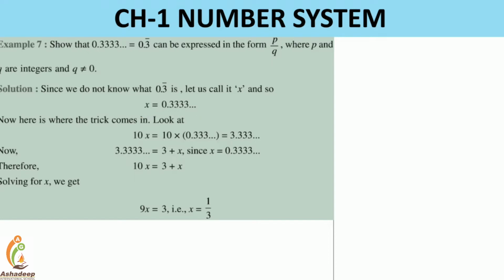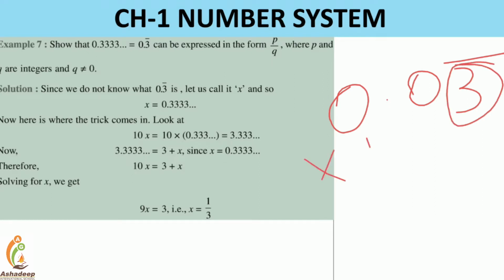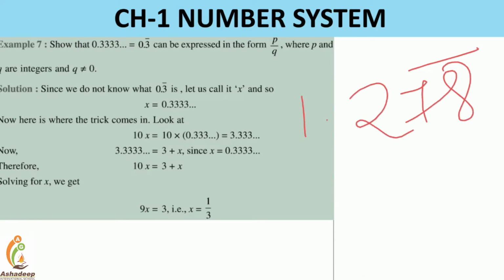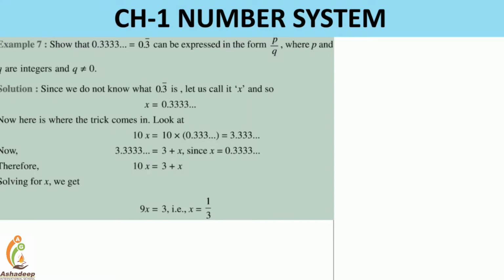Now here the trick comes. If one number is repeated, we need to multiply by 10. If it is like 0.57 bar, then we have to multiply by 100. If it is in the form of 0.03 bar, then it is only one number repeated, right? So multiply by 10. If it is 1.278 and the bar is on the 7 and 8, the bar is on two numbers only, so multiply by 100, right? I'll give you some examples here.